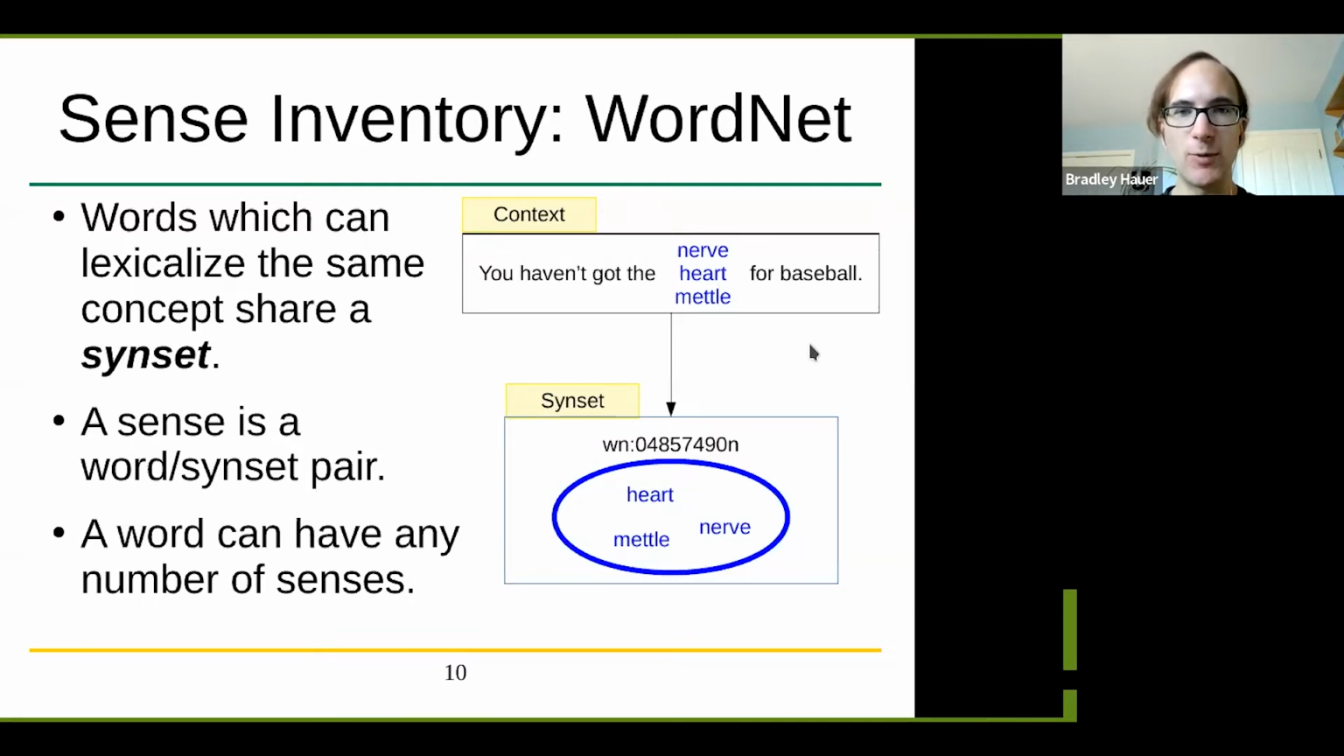So you can see here we have this context: "You haven't got the heart for baseball." And using our linguistic intuition, we can say that we can replace "heart" here with "nerve."